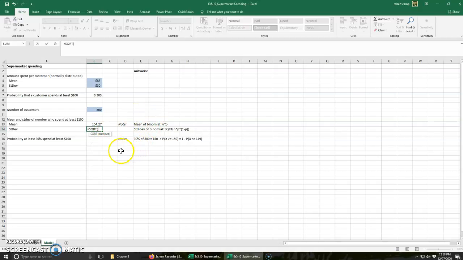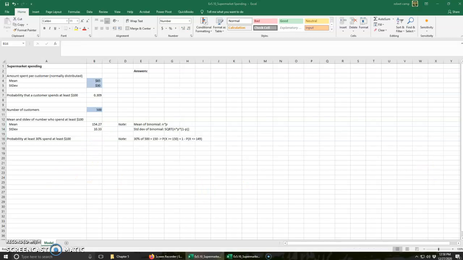Okay, and so the square root is still going to be B10, our number of customers, times the probability that's going to happen, so B7, and then we're going to multiply that by 1 minus the probability that it's going to happen. And so that gives us a standard deviation of 10.33. We need these to run our binomial distribution.